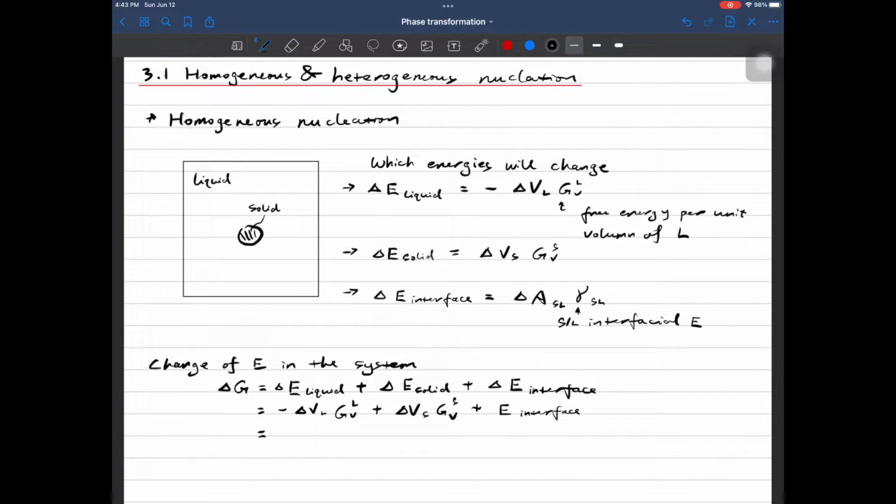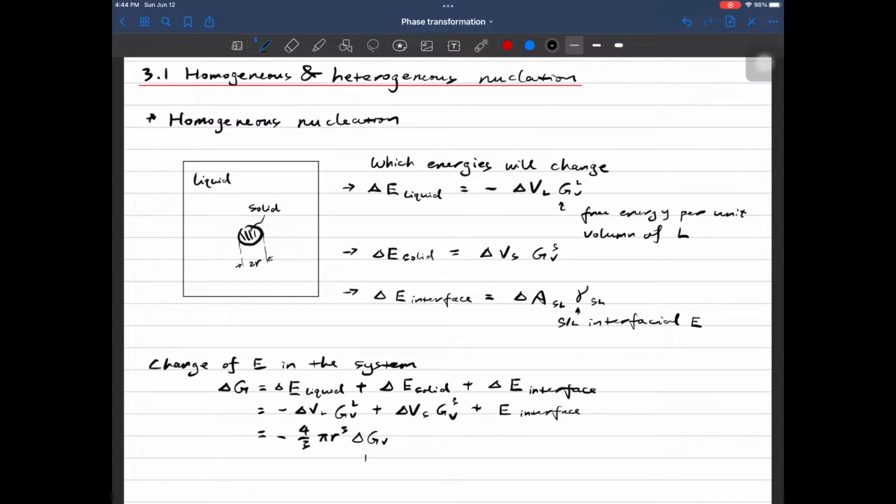We can assume the delta VL and the delta VS are the same. That is to consider that whatever amount of liquid you are taking away will be replaced by the same amount of volume for the solid. Let's further assume the new solid phase is spherical. Then the volume change, delta V, is 4/3 pi r cubed delta GV.